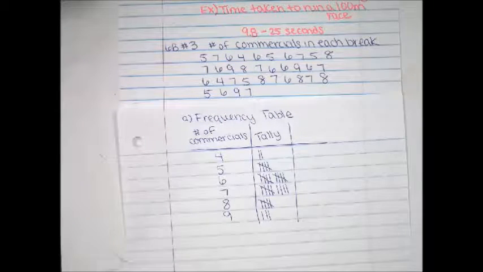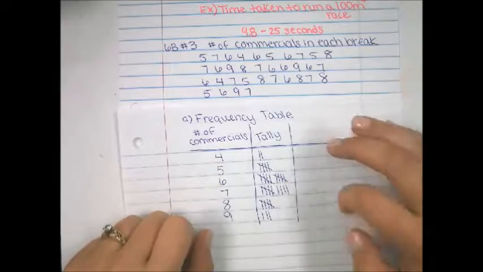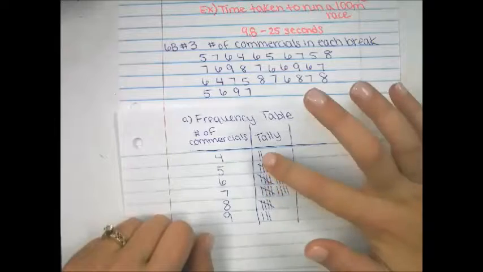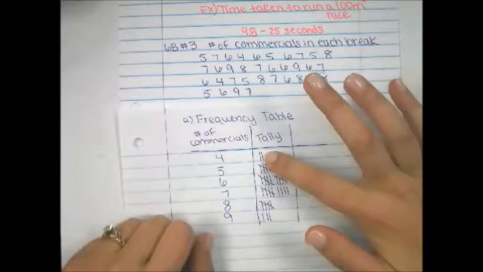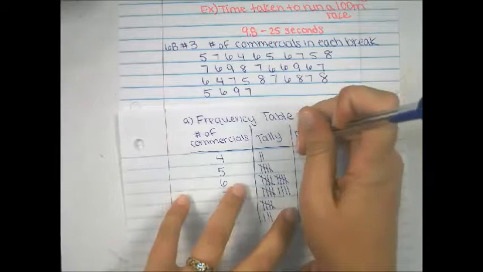So there's my data. Some things you can start noticing from tallies is that 6 is the most likely number of commercials that's going to happen. 7 would be next, and then it sort of tapers off from there. Rarely do you only watch 4, okay? And 9 is also pretty rare. So in our next column, we're going to write frequency.